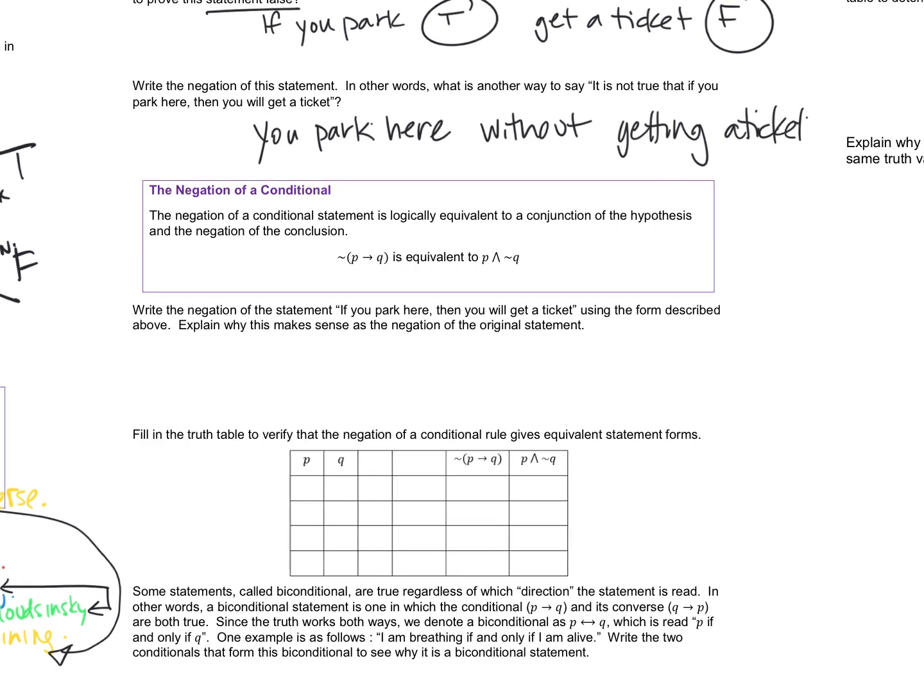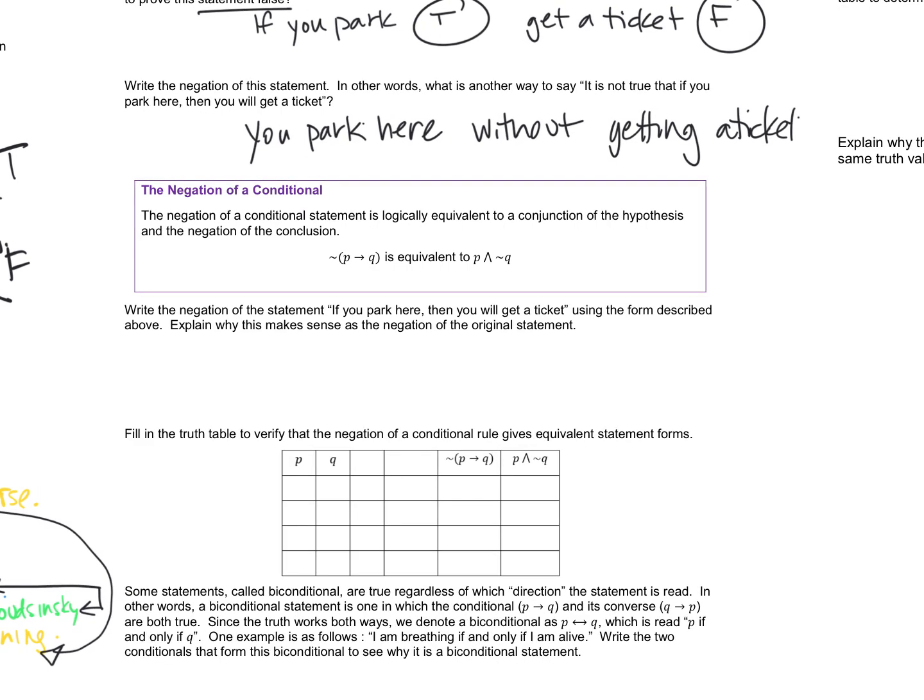And so really what's happening, you can kind of see, is that the negation of the conditional statement is logically equivalent to saying the hypothesis and the negation of the conclusion. So you can see not (P implies Q) is really equivalent to saying P and not Q. So let's think about that for a second.